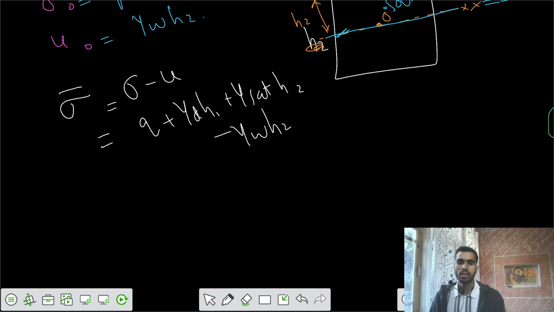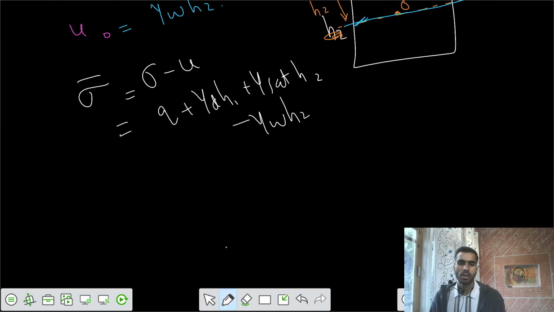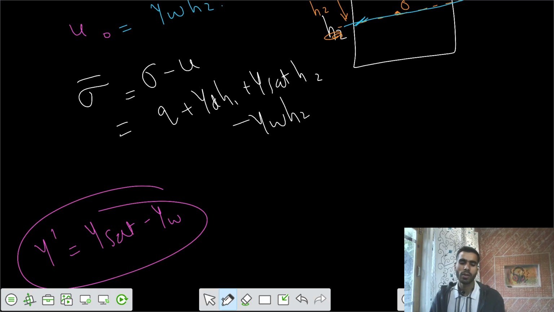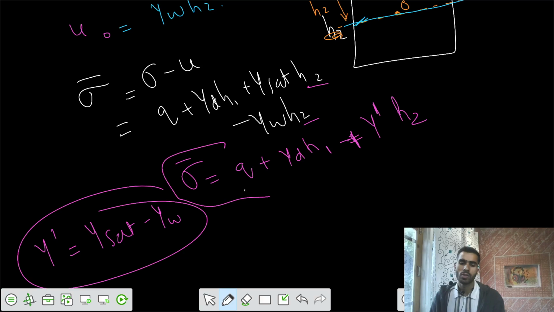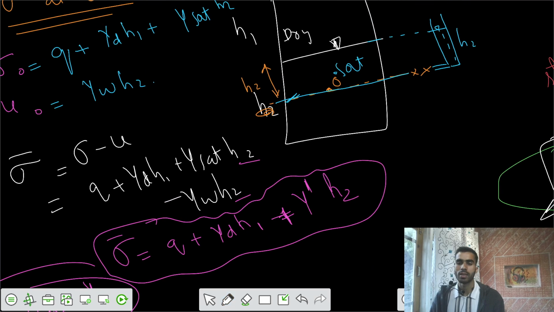And we know that we have gamma submerged. What was the equation for gamma submerged? Okay, this is your equation. So finally we can write the effective stress at that point as the surcharge Q plus gamma dry into height H1 plus gamma submerged for the height H2. This is your effective stress at section XX.